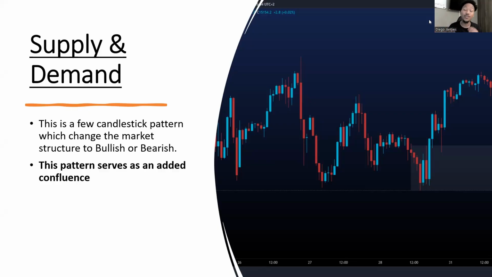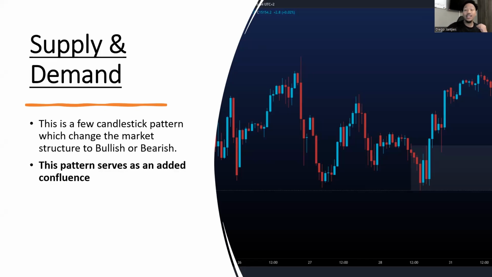Welcome to another one. So now we will be covering supply and demand. This is a few candlestick patterns which change market structure from bullish to bearish, right? From bearish to bullish as well. This pattern serves as an added confluence to your trading, right? Keep that in mind. These actual patterns are changing market structure.